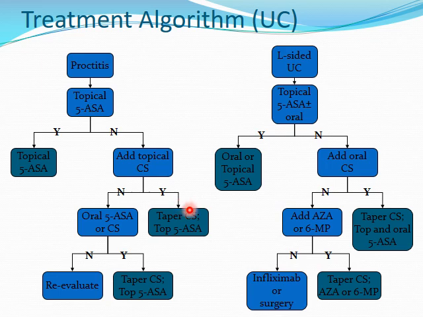If symptoms are controlled at that point, then you want to taper the corticosteroid as much as possible, because you want to essentially limit the amount of systemic corticosteroid being absorbed. On the no hand, if their symptoms are still happening, then you can consider utilizing either oral aminosalicylates or corticosteroids. If no, again, you want to reevaluate the situation and see where to go from there. If it's yes, it's controlled, then again, obviously go back to try to use your topical products.